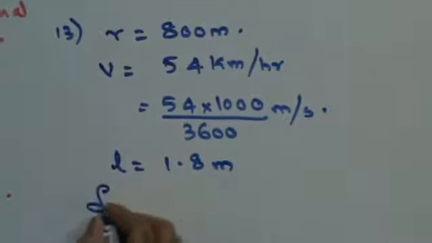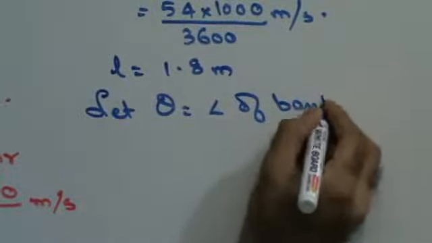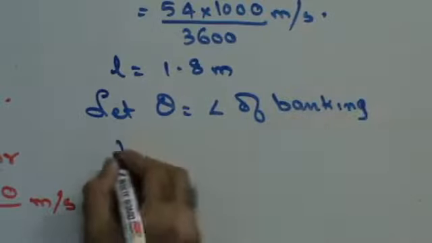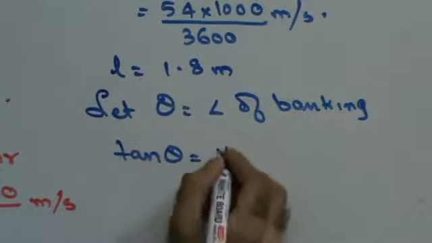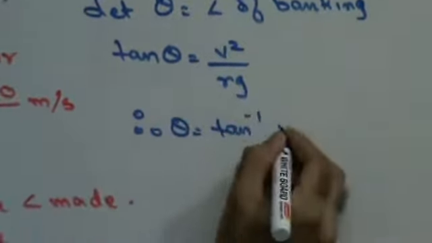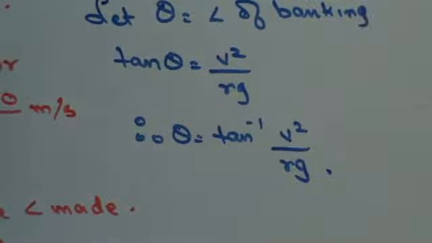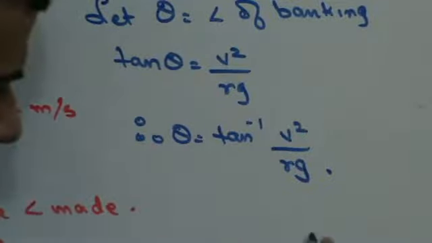Straightforward. Let theta be the angle of banking. So in that case I can say tan theta is V square by Rg. Therefore theta is tan inverse of V square by Rg. Right? Now once you have this, you have also got to find out to what extent is the outer rail elevated.